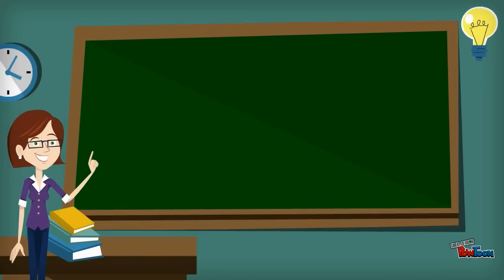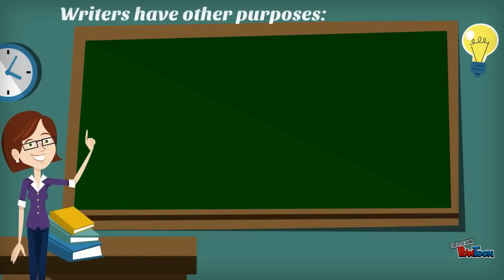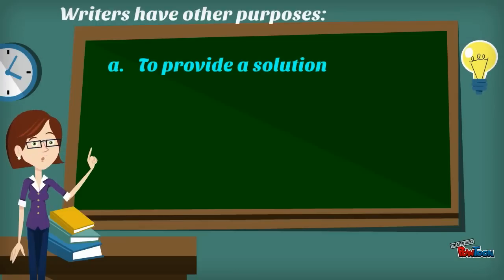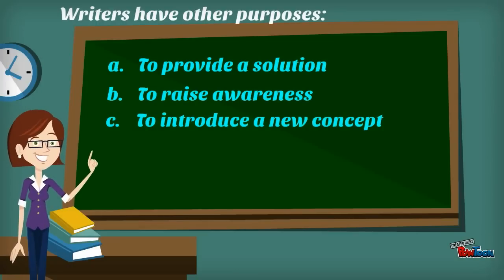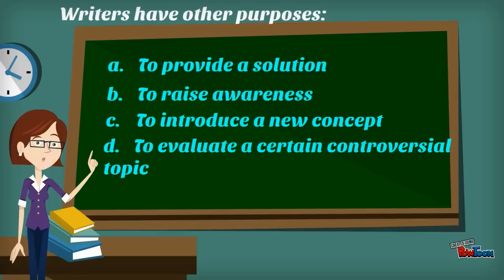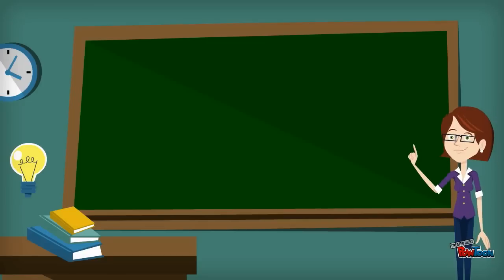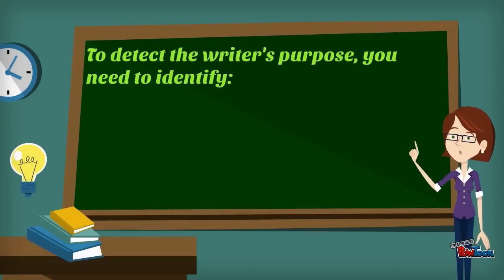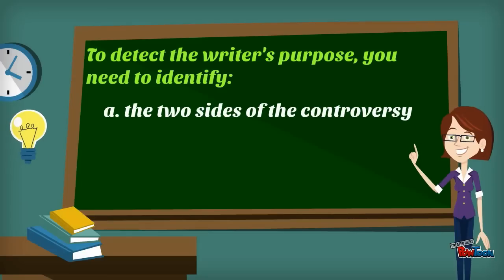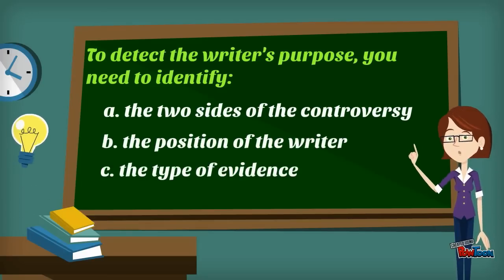Please note the following. First of all, writers have other purposes. They can write to provide a solution, to raise awareness, to introduce a new concept, to evaluate a certain controversial topic, or to simplify a complicated issue. Note also that to detect the writer's purpose, you need to identify the two sides of the controversy, the position of the writer, and the type of evidence he's actually using.